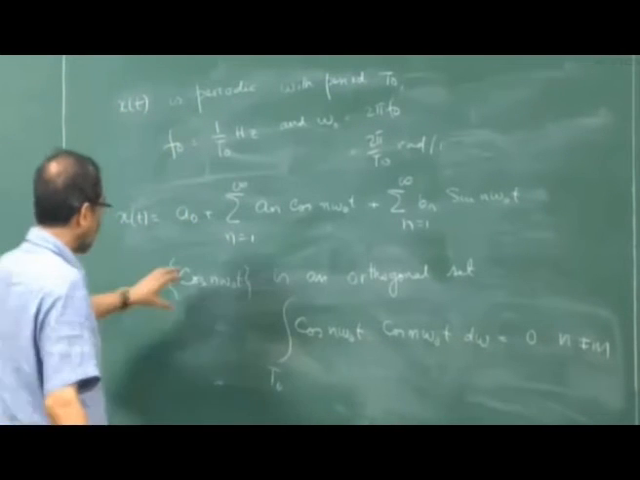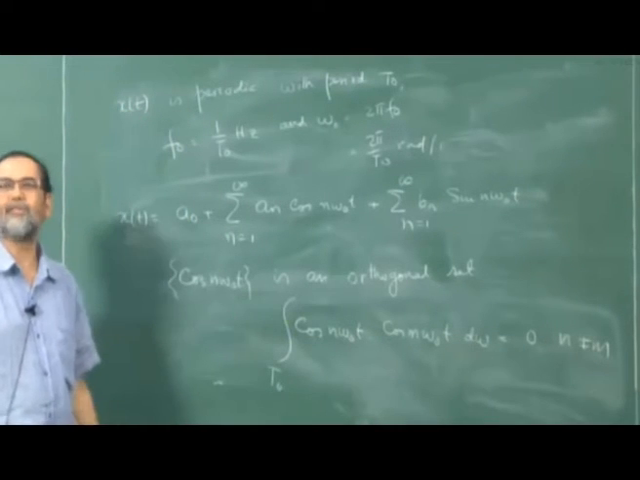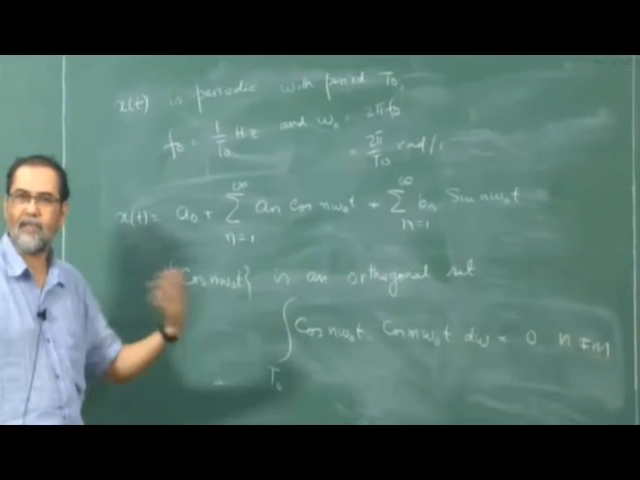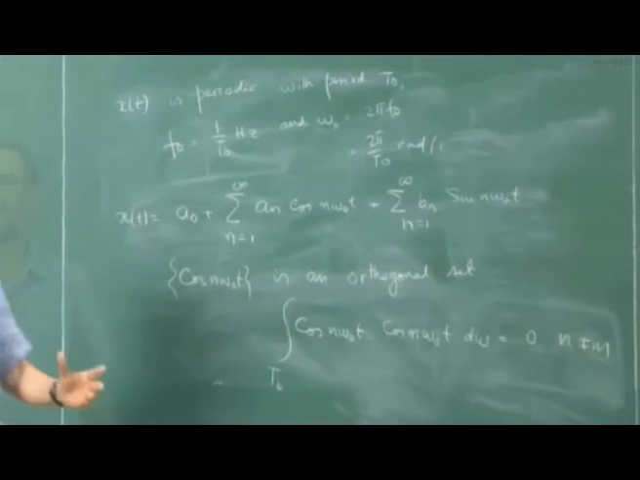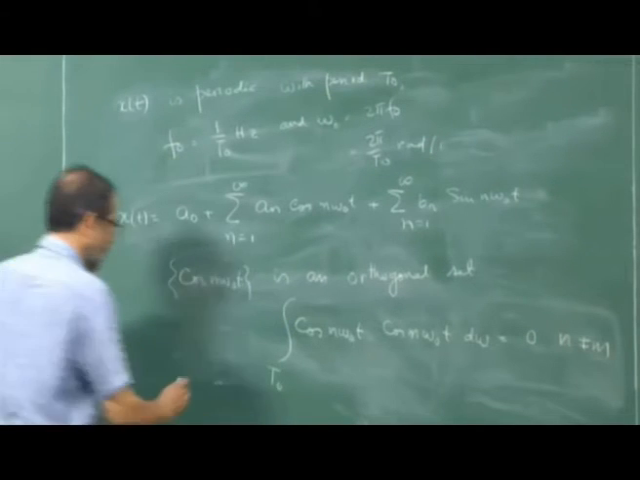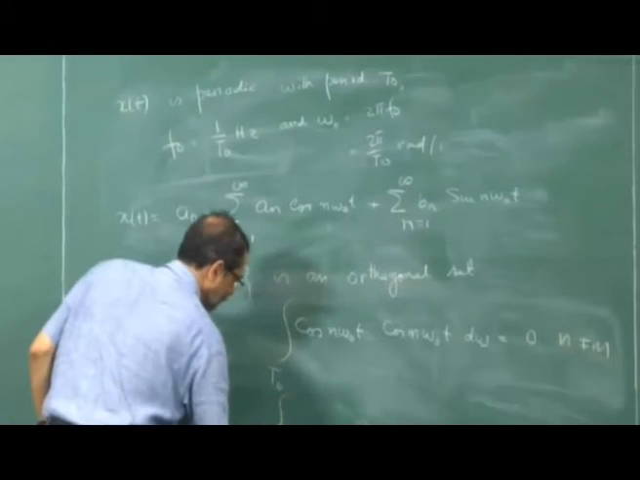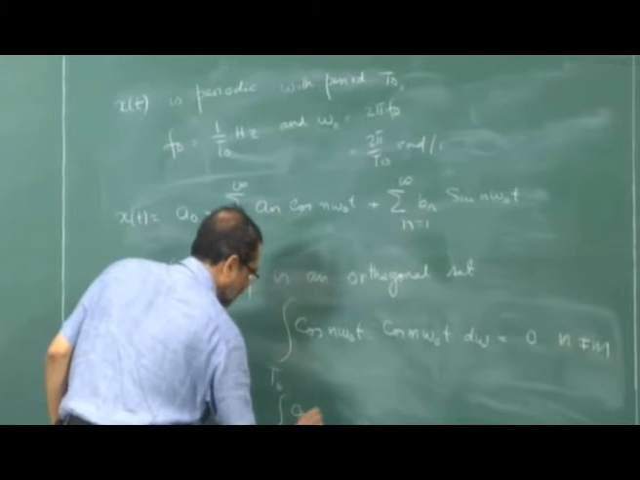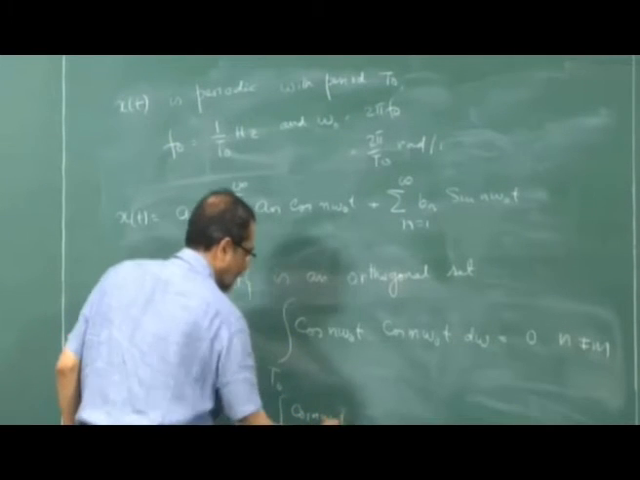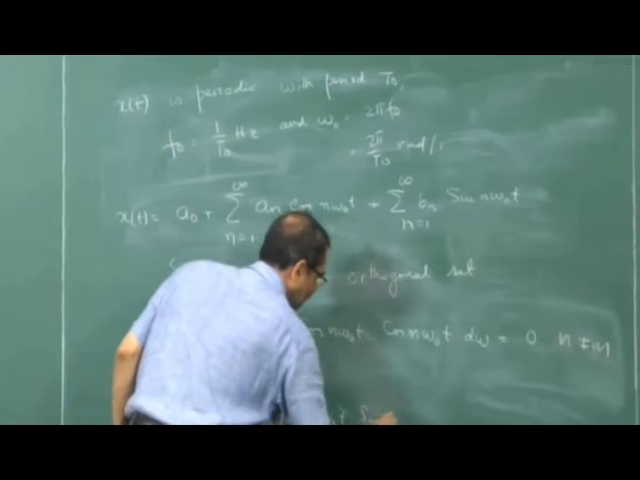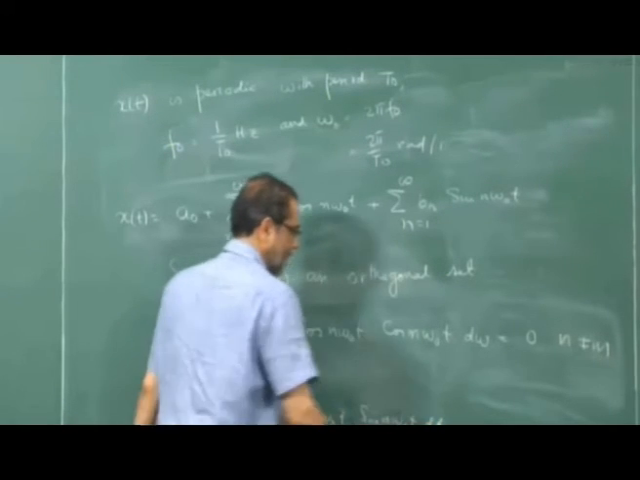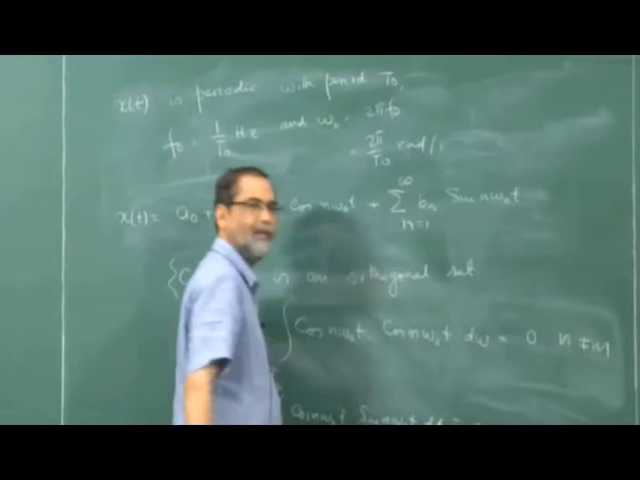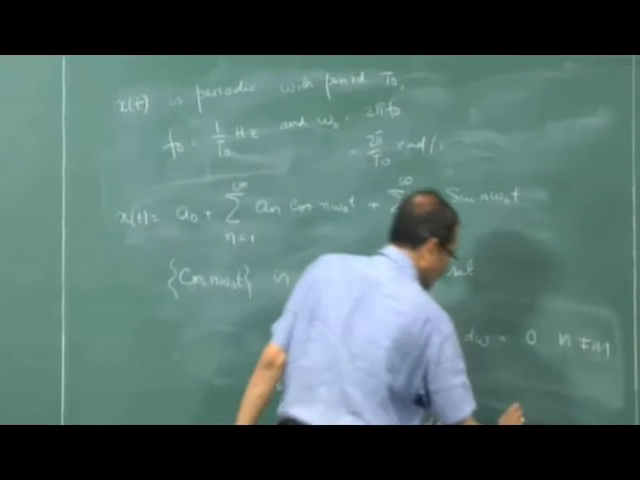What is true for cosine is also true for sine. If you take the set of functions sine n omega naught t, that's also orthogonal. What is interesting is you can do one sine and one cosine. If you find the product of one cosine and one sine, this is also equal to 0. Here n can even be equal to m.